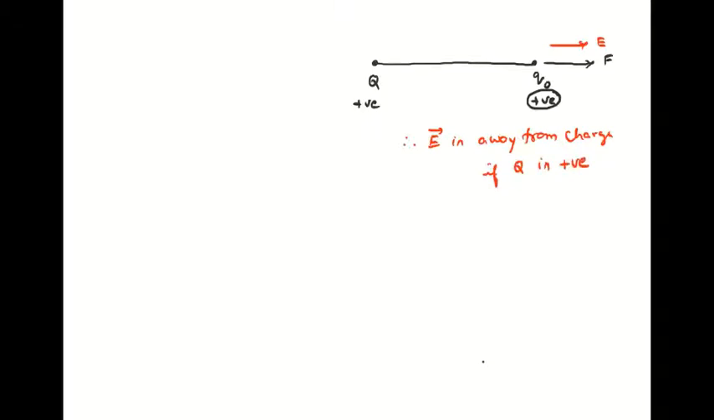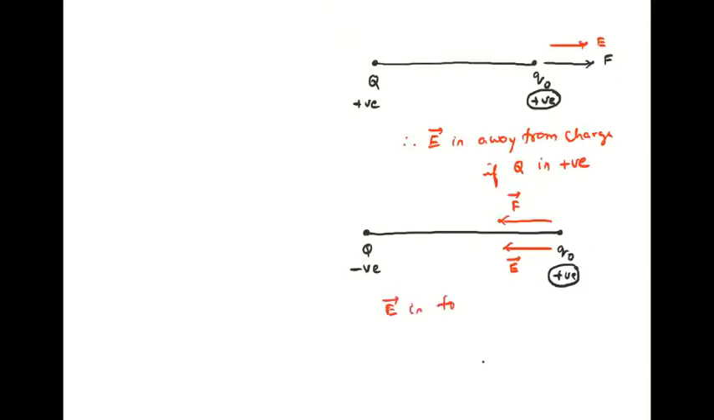Now, suppose I consider capital Q negative, and the test charge is always positive. I am repeatedly saying the test charge is always a unit positive charge. It will never be a negative charge. That's why the force will be experienced in this direction. Therefore, the field also will be in this direction. That means E bar is towards the charge capital Q if capital Q is negative. Is everyone clear? Yes.